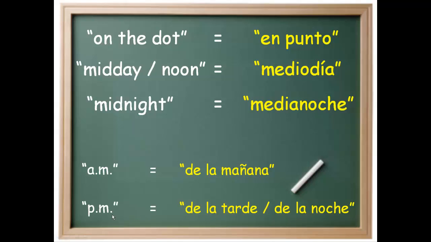Those two terms would happen after 12 noon, so you could add de la tarde or de la noche to your time frame to clarify which part of the day it is. Now, you don't say del día for AM, you say in the morning. And the word for morning is la mañana. Pause if you need to record these words in your notes. But I'm going to continue on.